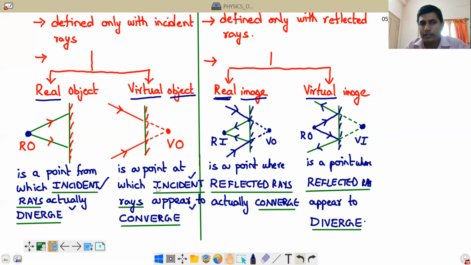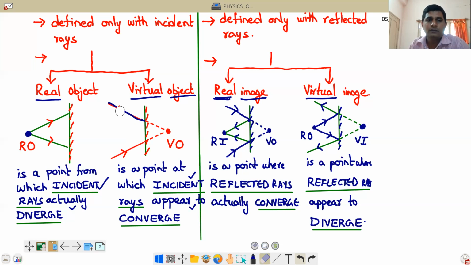A virtual object is also a point at which incident rays. Right now, see here, this is a plane mirror. These two are incident rays, correct? See the direction of arrows. If the arrows are towards the mirror, that's called incident rays. So if the incident rays fall like this, then it is a point where incident rays appear to converge. After the rays come here, they will get reflected. But we are not interested in reflected rays. We are interested only in incident rays, because we are discussing only objects.